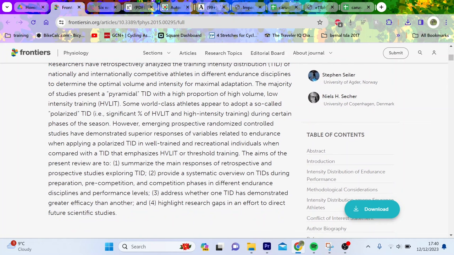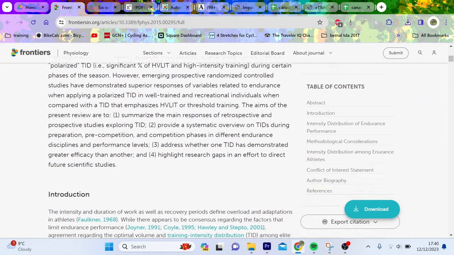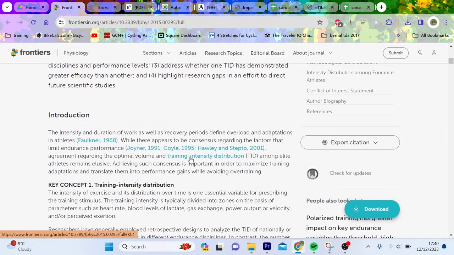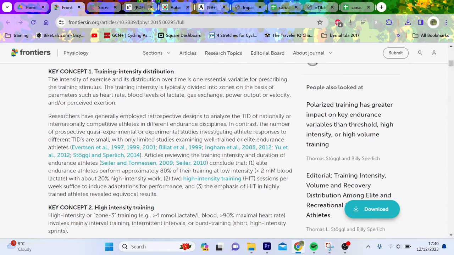So basically, the majority of studies have a pyramidal training intensity distribution. So most at zone one, then zone two, then zone three. Zone two is between your thresholds. Zone one is sub LT1, where you first start to get lactate. Zone three is big gas, over threshold.